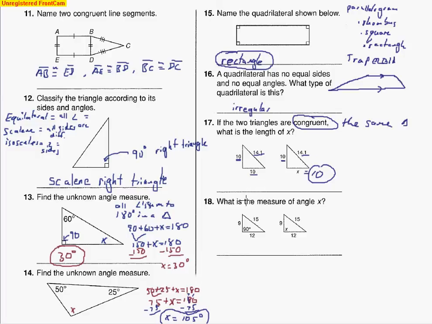So that's the missing link there. And so what is the measure of angle x? Well, if it's congruent, I didn't say that, but let's just go ahead and say congruent means the same triangle. Same angles, same length of sides. It's exactly the same. And so if this side's 9, this side's 9, 15, 15, 12, 12. That means if this is 90, this one here has to be 90 degrees as well.